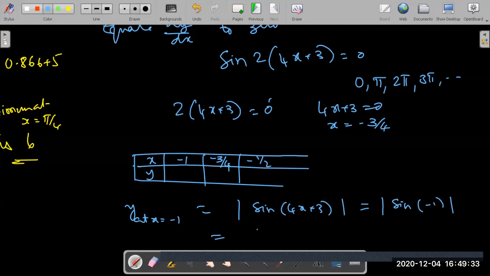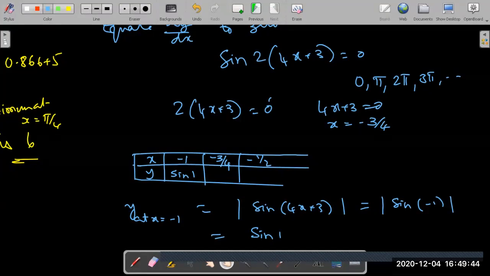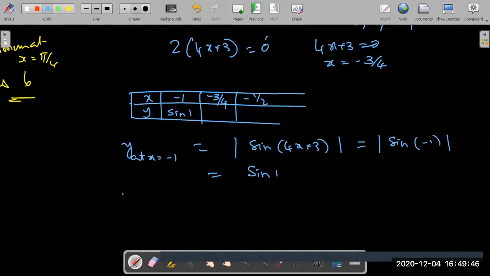So this is nothing but sine 1, whatever it is, sine 1. Okay, and we'll write that as sine 1. Then for minus 3 by 4, y at x equal to minus 3 by 4, so mod sine 4 into 3 by 4 plus 3. That's equal to sine 6.